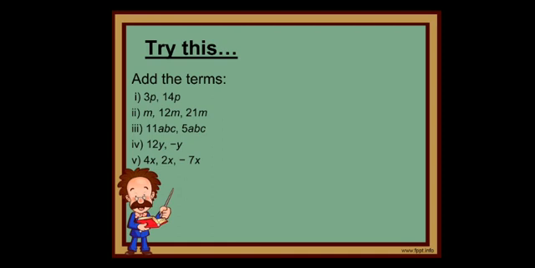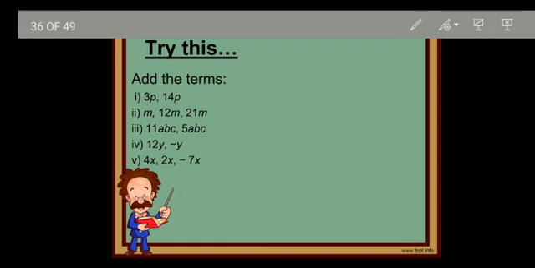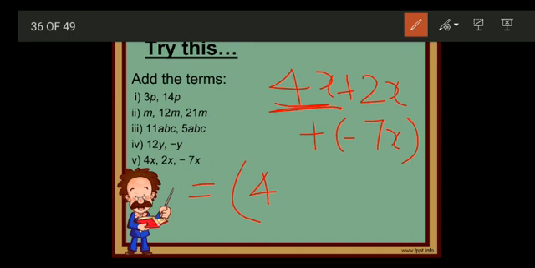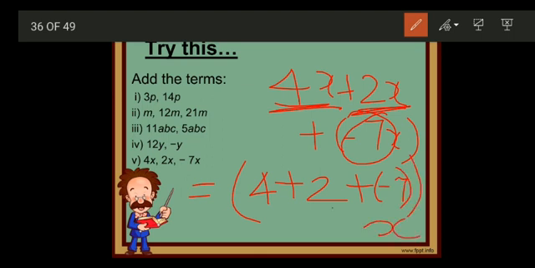Fifth one, 4x, 2x, minus 7x. So how to add these three terms? 4x plus 2x plus minus 7x. First we have to add the numerical coefficients. In this term the numerical coefficient is 4, in this term it is 2, here it is minus 7. 4 plus 2 plus minus 7, into x. 4 plus 2 is 6. 6 minus 7 will be minus 1x. So minus x.